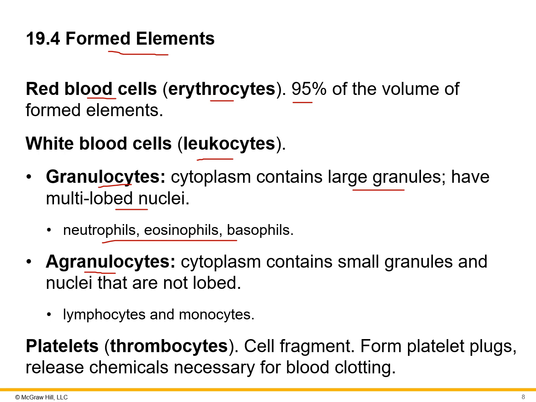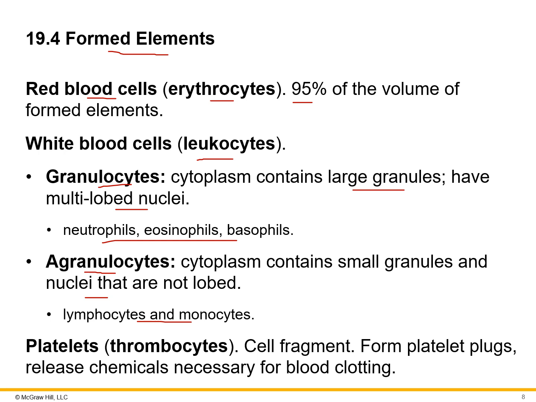Then the agranulocytes, again, don't have those granules. They also don't have lobed nuclei, meaning they don't have multiple nuclei or budding-out shapes. The 2 of those are lymphocytes and monocytes. So neutrophils, eosinophils, and basophils are all granulocytes. Maybe come up with some kind of mnemonic to help you with that. Agranulocytes are the lymphocytes and monocytes.